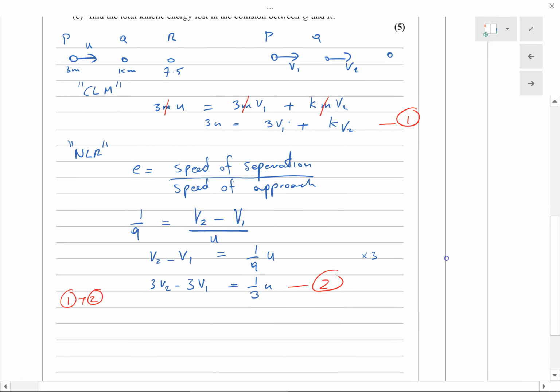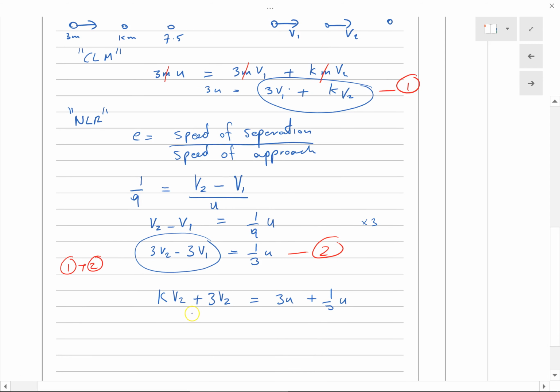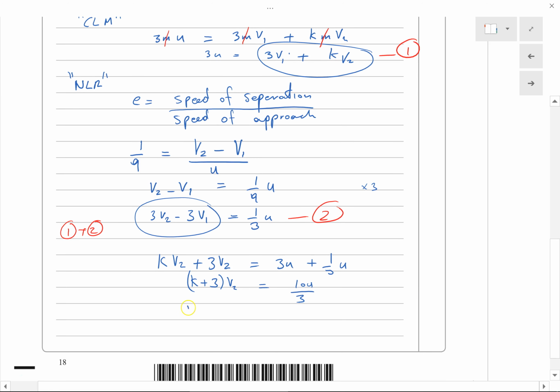Okay, so add 1 and 2, and obviously on the left, when I add this bit to this bit, the V1 is going to disappear, and I'm going to get KV2 plus 3V2 is equal to 3U plus 1/3 U. So that gives me (K plus 3)V2 is equal to 10U over 3. So V2 is equal to 10U over 3(K plus 3), as required.